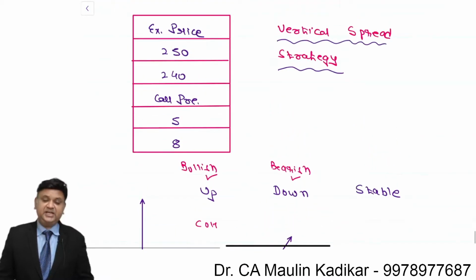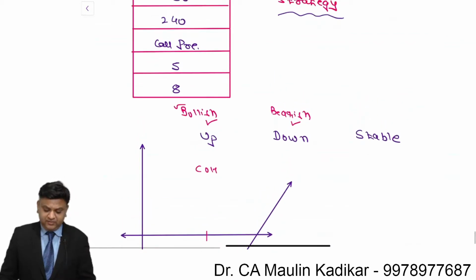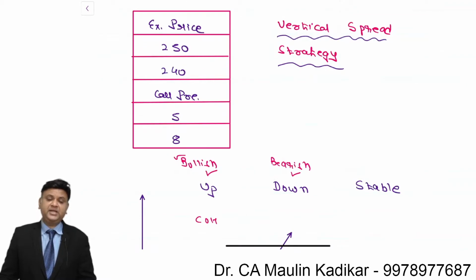The question is silent on whether you are expecting the price of the security to go up or to go down. By making an assumption that the trader is expecting the price of the security to go up, we are going to understand which transactions you will enter into in a vertical spread strategy.